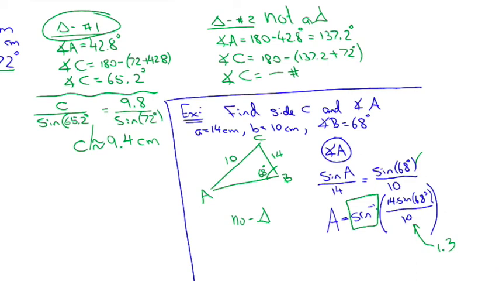So I showed you the case for 2, the case for 1, and the case for none, 0. The one that's the hardest? That's 2. Zero is the easiest. A lot of people, when they get that domain error, think they must have done something wrong, and they start all over.